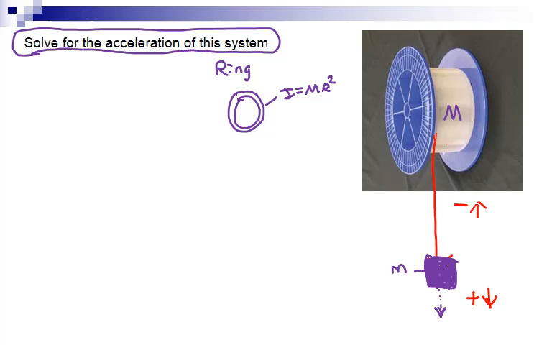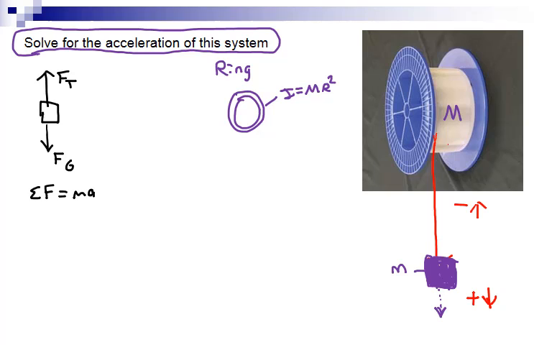Let's call down positive, up negative again, because with the ring it's going to cause torque to spool it up, and we'll do that. So go ahead and pause the clip, and you can derive the acceleration of the system using the sum of the forces as well as the torque involved. When you're ready to check, you can hit play to continue.